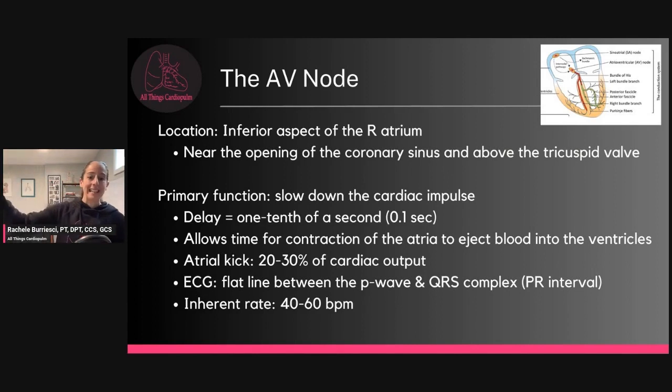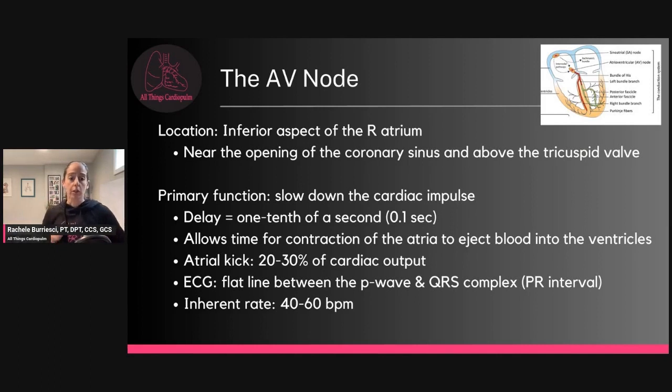From the SA node, we hit the AV node. And like I said, it's going to come down the internodal tracts to get to the AV node. And the AV node sits at the inferior aspect of the right atrium, right around the opening of the coronary sinus and above the tricuspid valve. And if you're not looking at the picture and you're hearing me on podcast, essentially what you're seeing is we're going from the top right of the right atrium to the bottom left of the right atrium. So we're working in that down and left trajectory. AV node's super important because it has a function of slowing down the cardiac impulse. The AV node's like the brakes of the system.